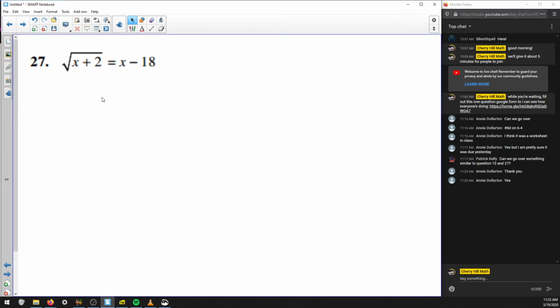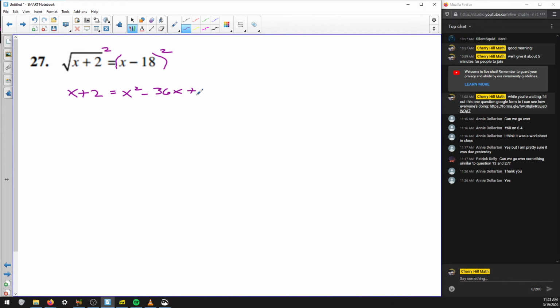Very similar again. If I look at the left-hand side, the radical is by itself, so I don't have to do a whole lot to the left. This thing's ready to be squared. So I'm going to square the square root, and I'm doing that so I can get to this x plus 2. And that means I need to square this thing. And so that's going to be x squared minus, if I do negative 18x and another negative 18x, that's negative 36x.